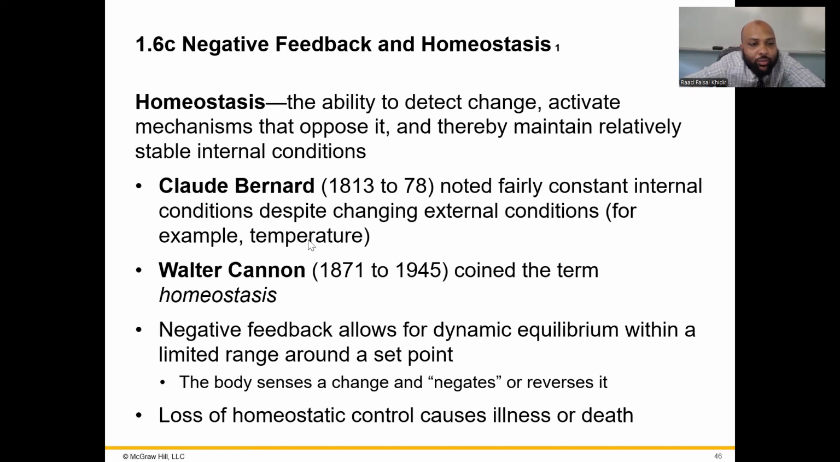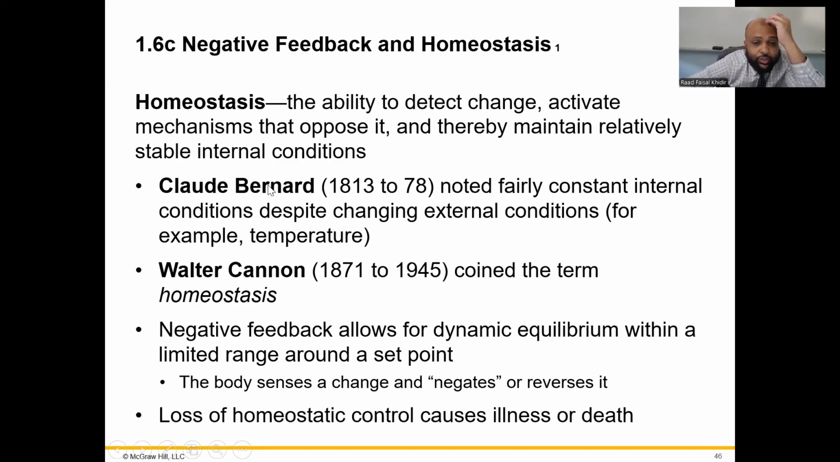Negative feedback and homeostasis. Homeostasis is the ability to detect change, sense, first step, detect change, sense, activate mechanisms, meaning input sensory signal, and then integration, then an output signal that opposes it, negative feedback, thereby maintaining a relatively stable internal environment.